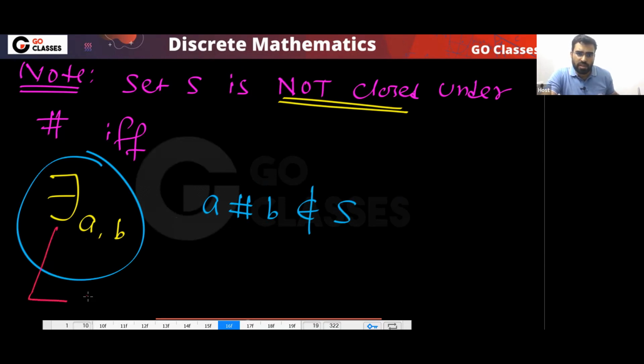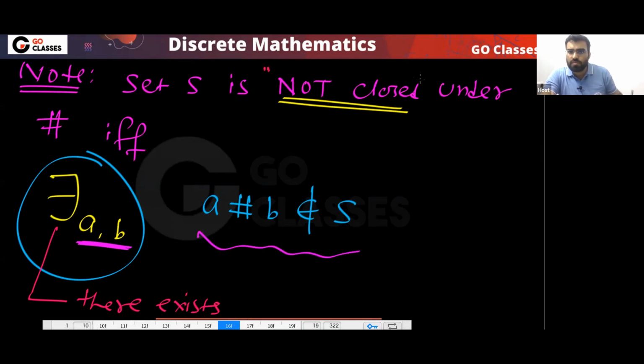So not closed simply means that there exist A comma B. You have at least two elements such that A hash B does not belong to S. Correct? This is the definition of not closed.